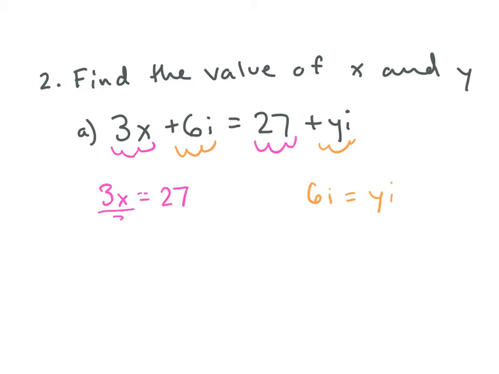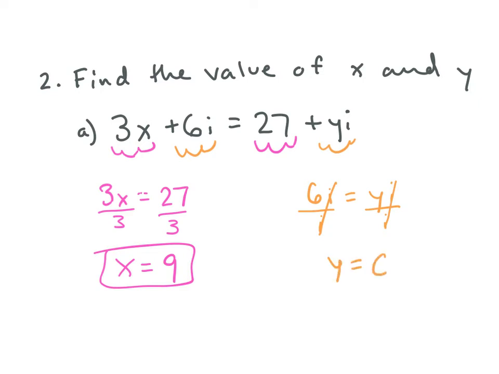So we divide both sides by 3. So x is equal to what? 9. And then for our second equation, we divide both sides by i. So our i's cancel out. So what do we get for y? 6.